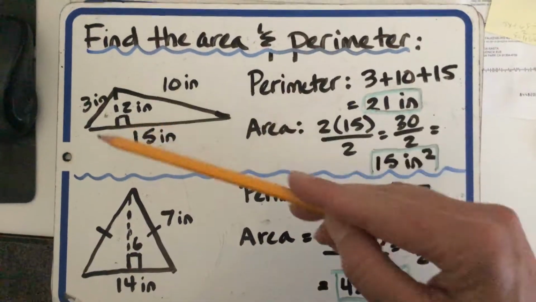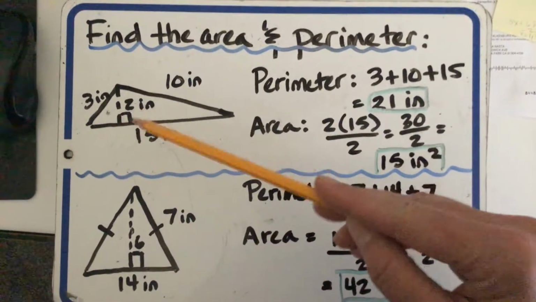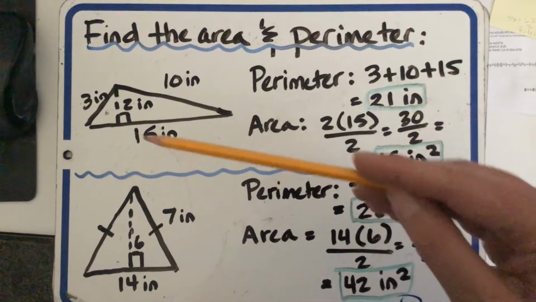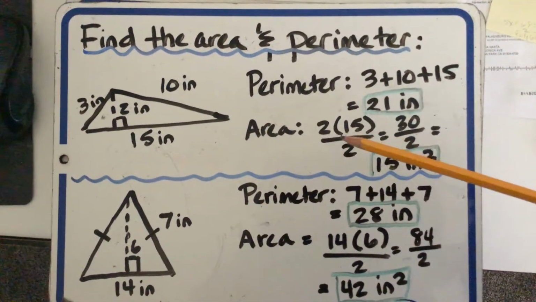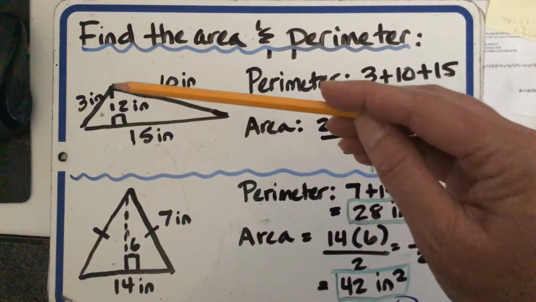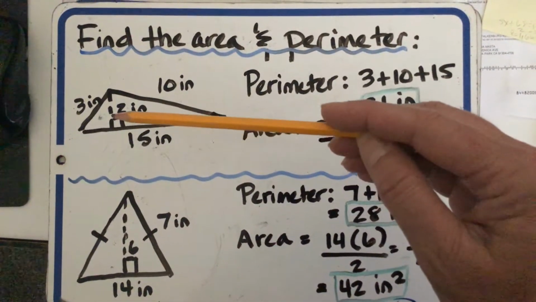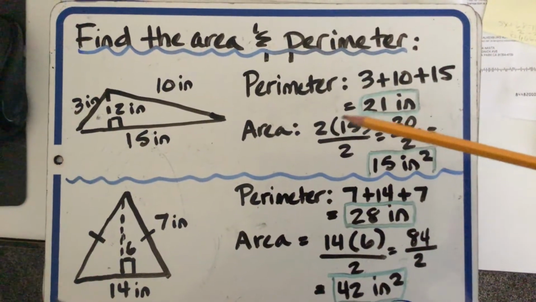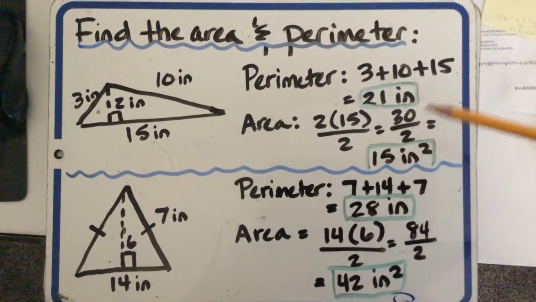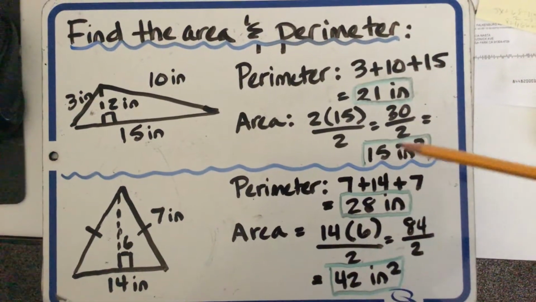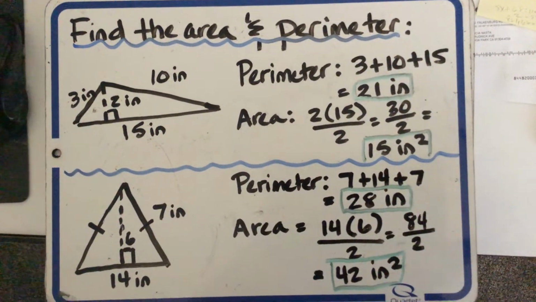To find the area, or the inside measure of this shape, you just do base times height divided by 2. So the base in this case is 15. The height is where that right angle is and the dotted line going up. That's your altitude. So that's 2. So you do 15 times 2 and divide it by 2. 15 times 2 is 30. Divided by 2 is 15. And then you square your units.